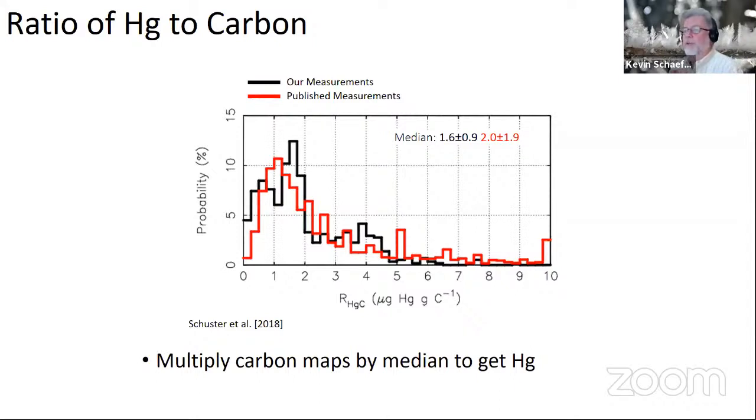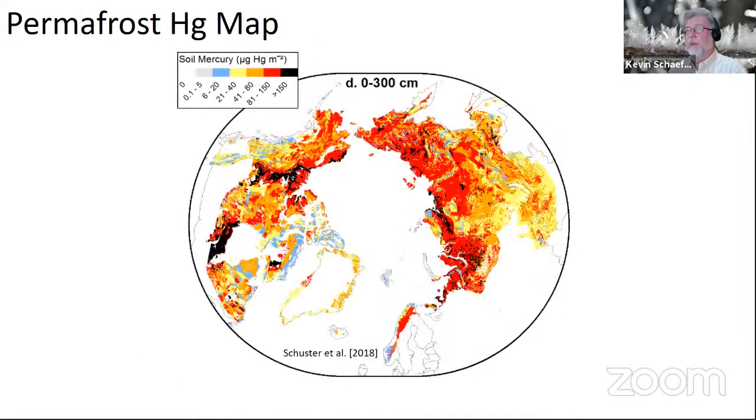And we compared this to the other measurements that were made in the lower 48 states, and we see pretty much the same distribution. So what we did is we took a map of carbon content in permafrost and multiplied by the median ratio of mercury to carbon, and that produced a map of mercury in permafrost. Now you can see the color bar here shows different amounts of mercury.